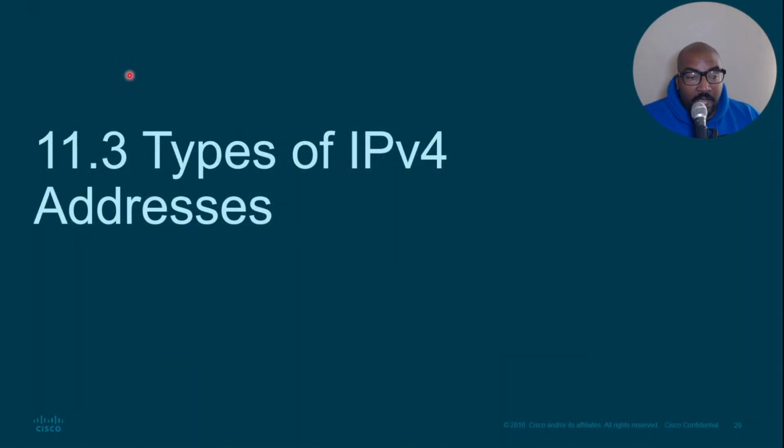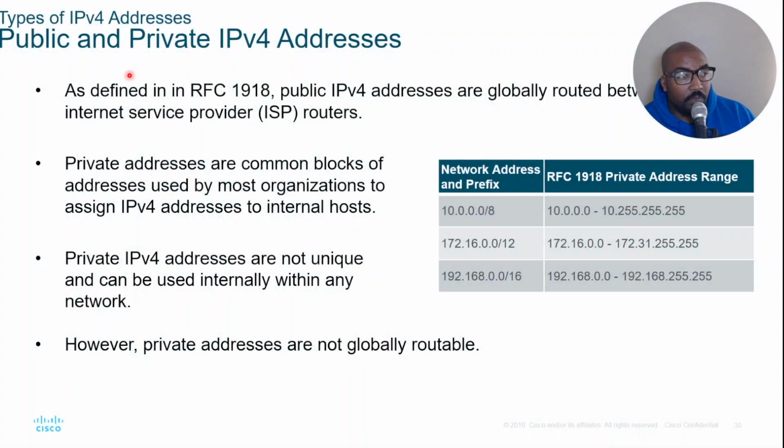Types of IP version 4 addresses. As defined by RFC 1918, public IP version 4 addresses are globally routed between internet service providers, your ISPs, Spectrum, Verizon, things of that nature, some of those companies that are out there. Private addresses are common blocks of addresses used by most organizations to assign IP version 4 addresses to the internal hosts, okay? Private IP version 4 addresses are not unique and can be used internally within any network. However, private IP addresses are not globally routable.